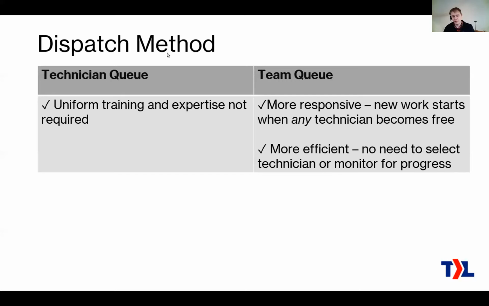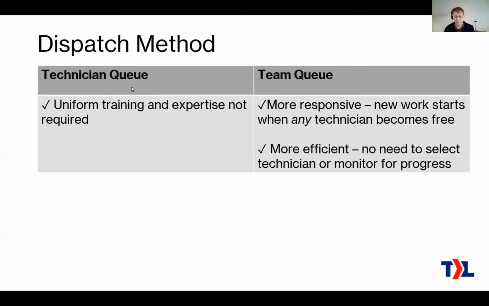However, the uniform training and expertise not required, that is a pretty major benefit. So that's why most teams actually start out with the technician queue, despite the team queue mode being theoretically better. To get to the team queue, you have to do some very careful work to train up your team and give them expertise. It can be done, but unless they've done a lot of work to train up their team, most teams are more able to do the technician queue.